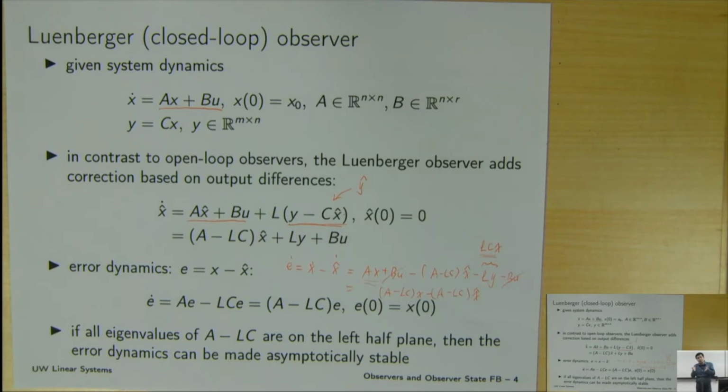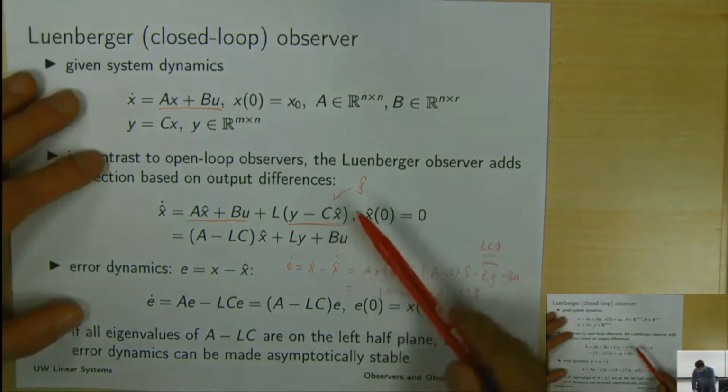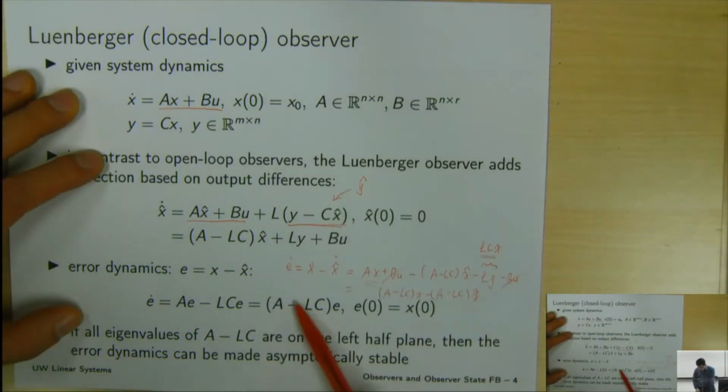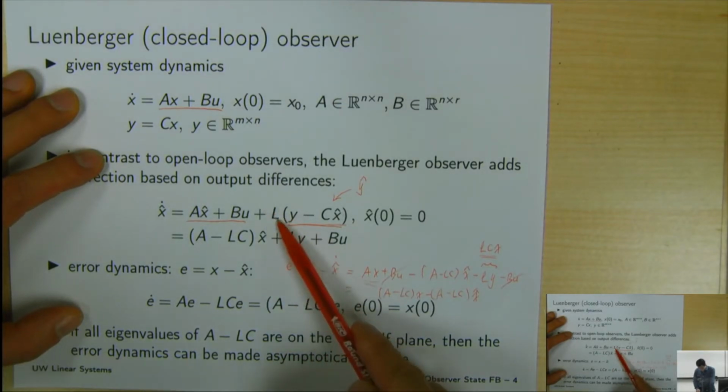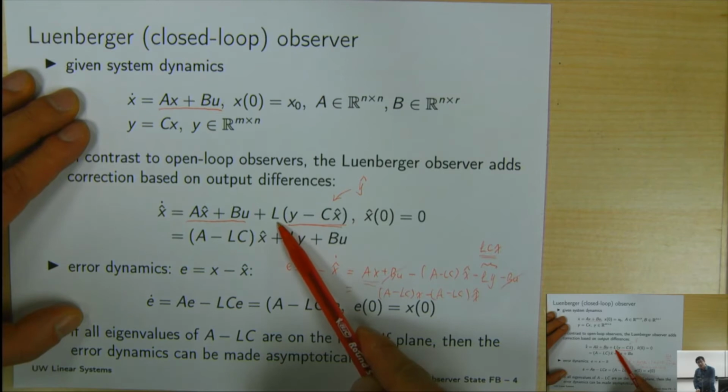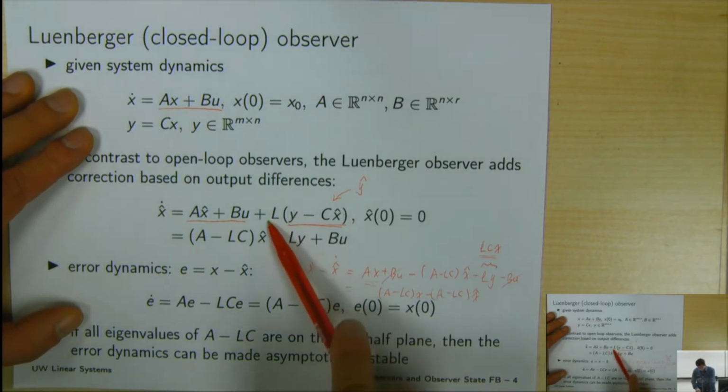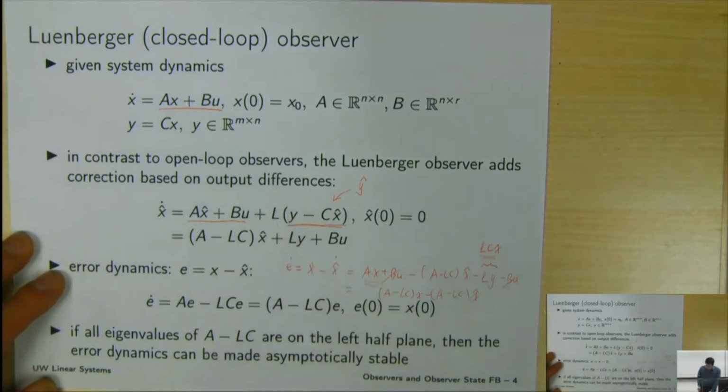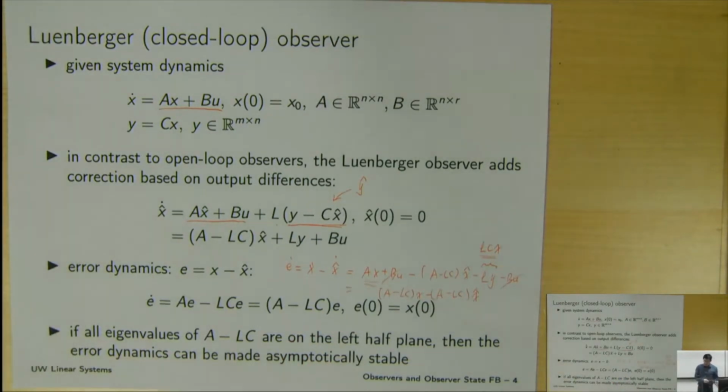Now we have some controls, right? So we can control the observer error dynamics by designing the gain of this correction term, to be more specific. All right, so it's A minus LC. If all the eigenvalues are on the left half plane, then we can see the error dynamics can be made arbitrarily asymptotically stable.